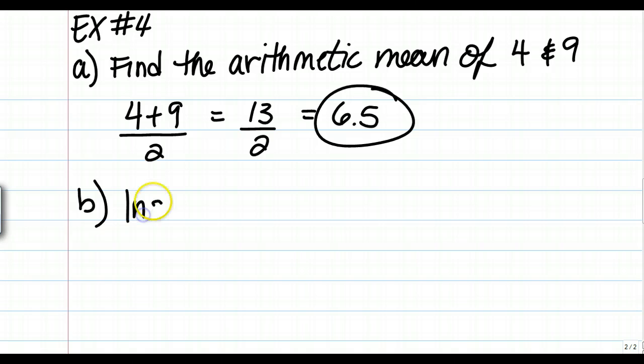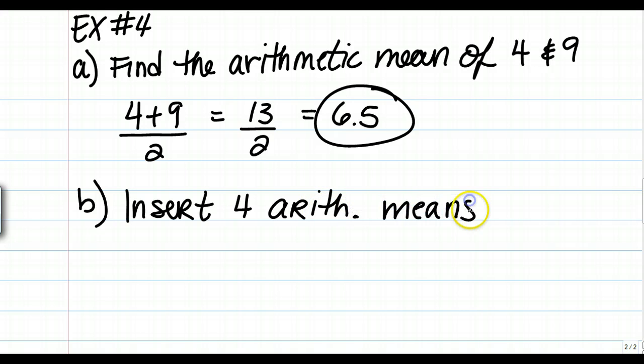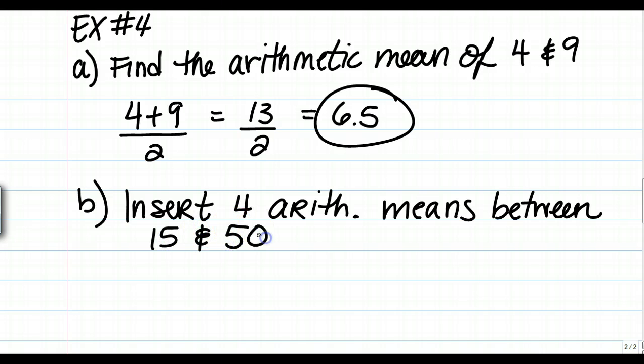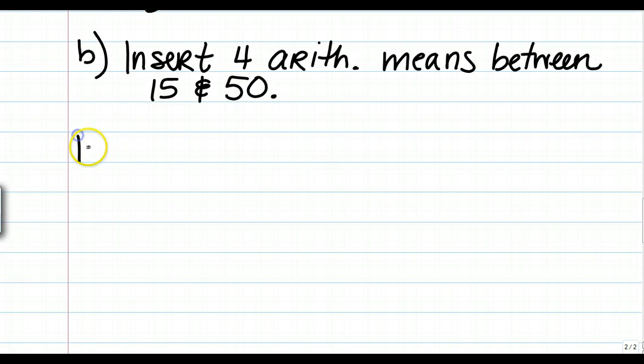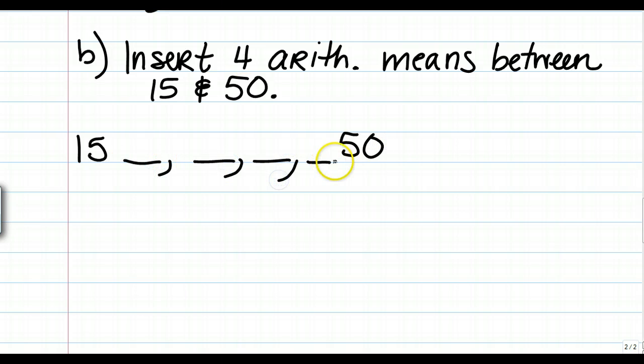If it asks you to insert 4 arithmetic means between two numbers, in this case those numbers are 15 and 50. This is what it means visually. You have the number 15 and you have the number 50. It wants 4 arithmetic means between these. 1, 2, 3, 4.